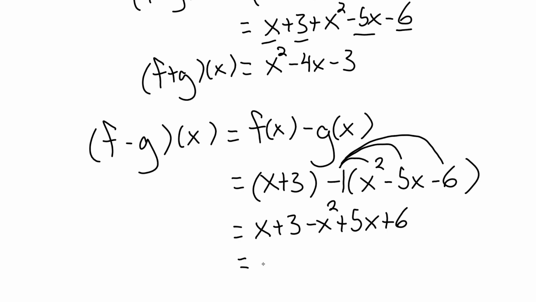So we have the minus x squared first. We like to write these in descending order, right, with the highest powers first. That's just a convention though. It doesn't have to be followed. But anyway, x plus 5x then is 6x. 3 plus 6 then is 9. And so we have negative x squared plus 6x plus 9. So we subtract two functions to come up with this third function.